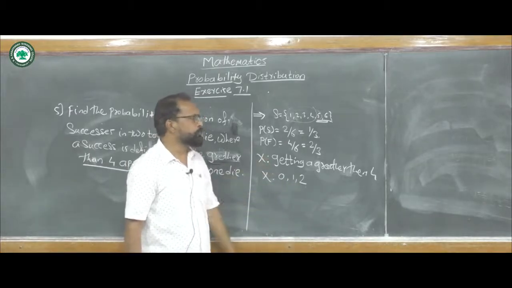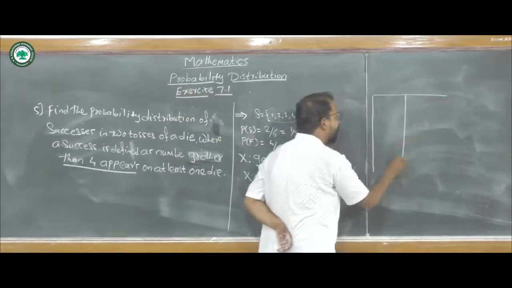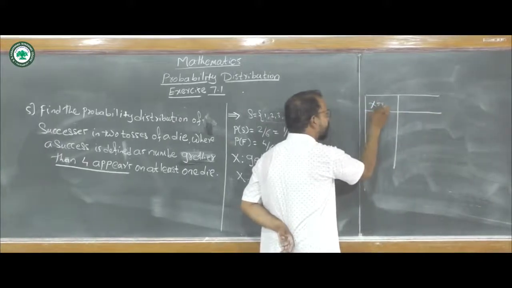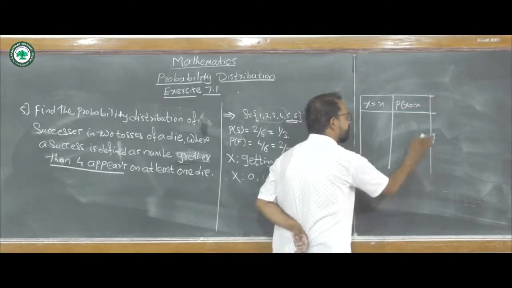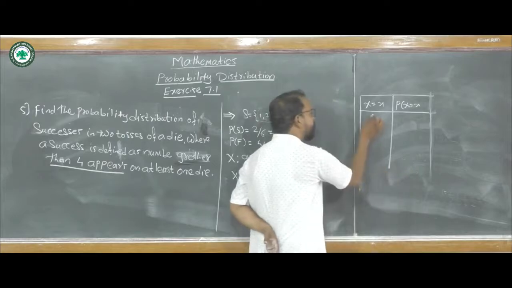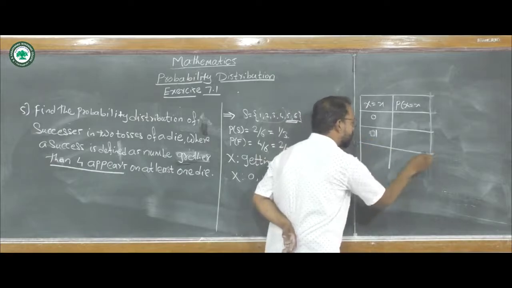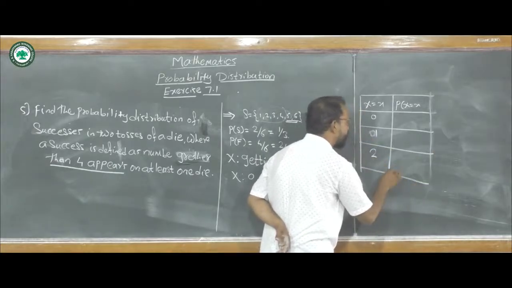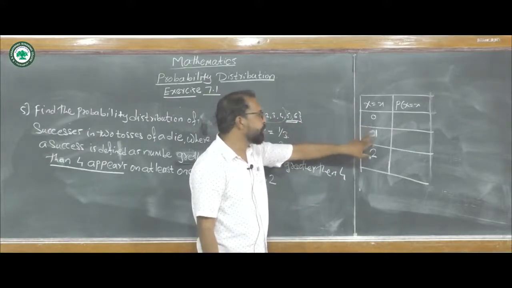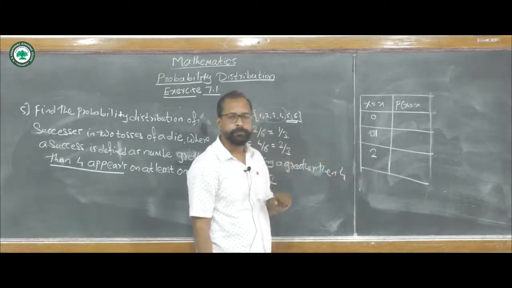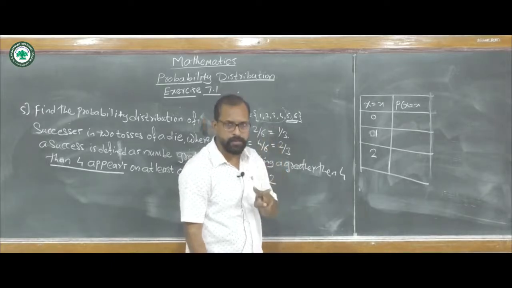Now to write the probability distribution, again consider a table. In this table we write the values of x equals small x and its corresponding probability, that is probability when X equals x. Now the values of x are 0, 1 and 2. The possible values of random variable x, that is getting a number greater than 4, are 0, 1 and 2.